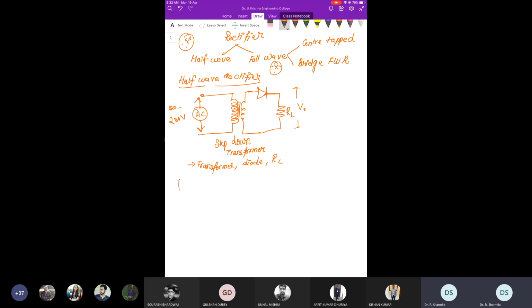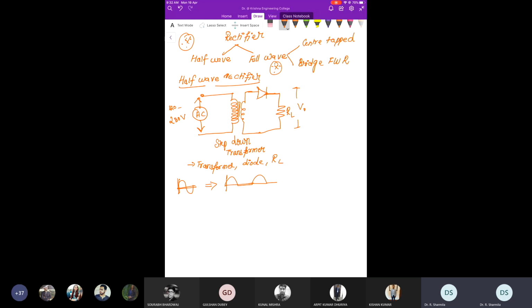Suppose I am applying the full input value here, that means the full cycle, positive as well as negative cycle. If I apply this positive and negative cycle to this half-wave rectifier circuit, it gives only the positive cycle. It will give only the half cycle.